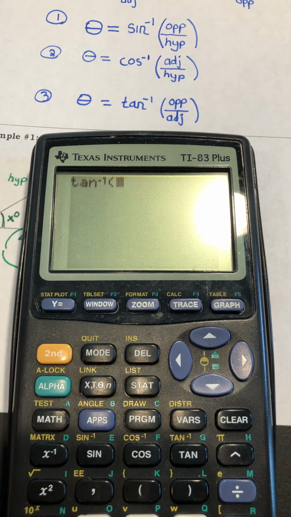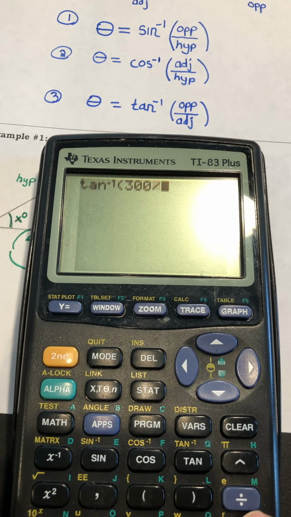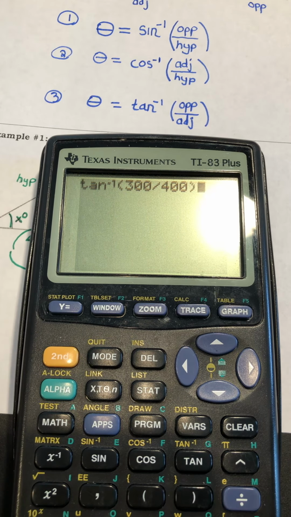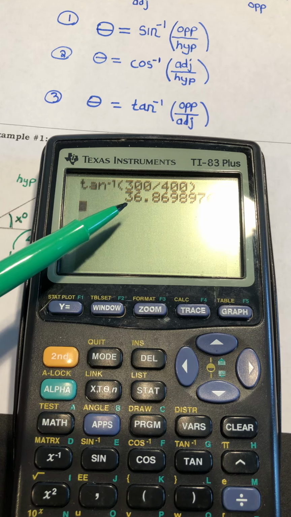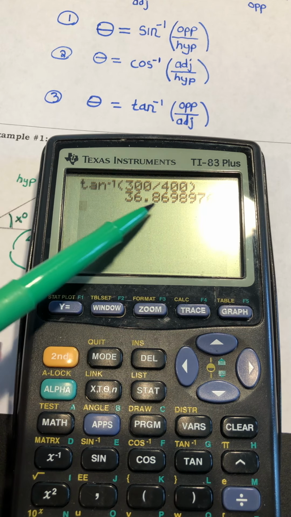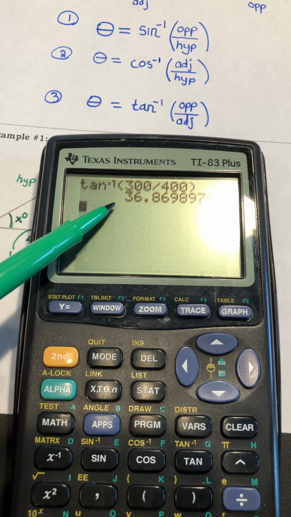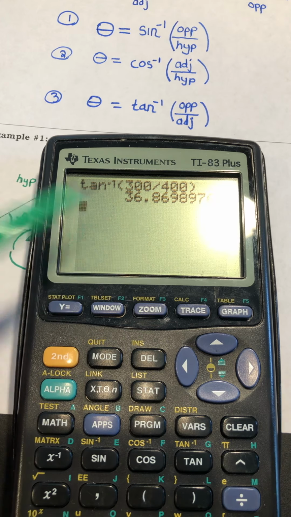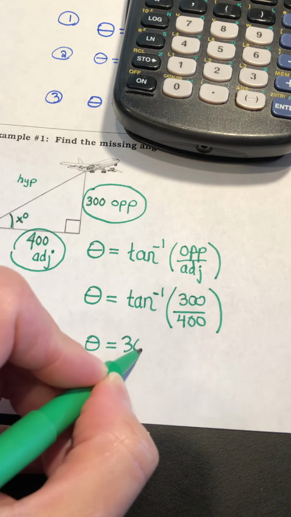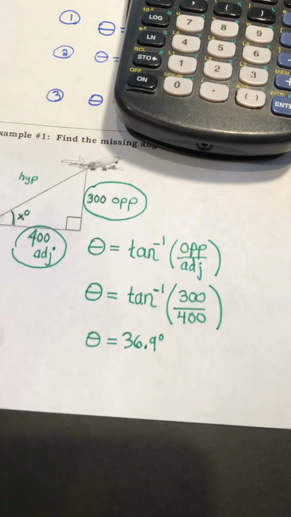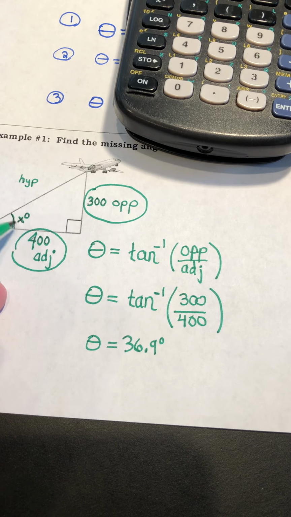And then you're literally gonna type in 300 divided by 400. And then you close the parentheses and it comes back with a number and that is your answer. You just wanna make sure you're in degrees. So I'm just gonna round to the nearest 10th. This is 36.9 degrees, okay? So the answer is 36.9 degrees. And that is how big this angle X is, okay?